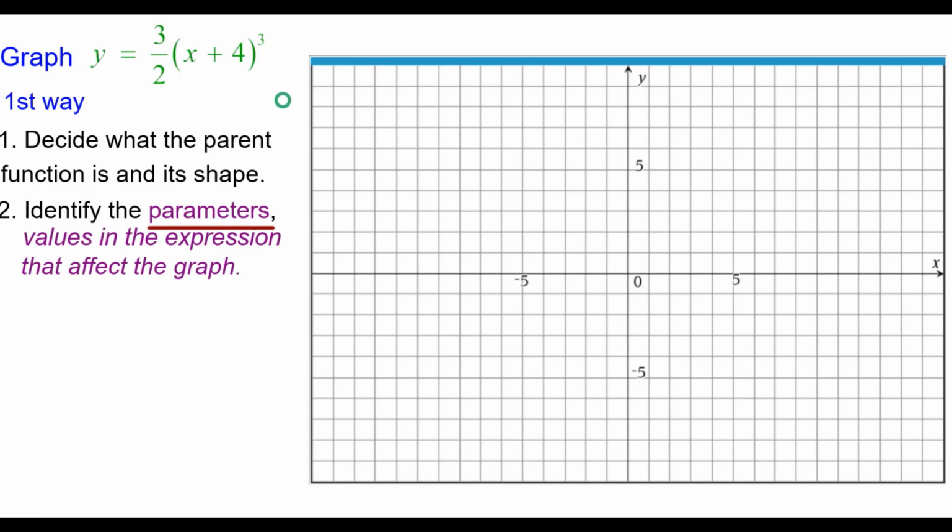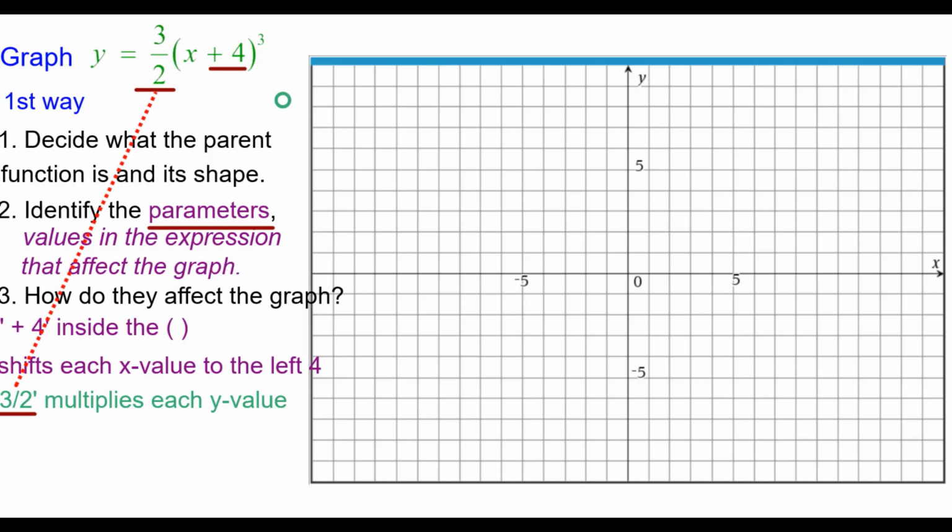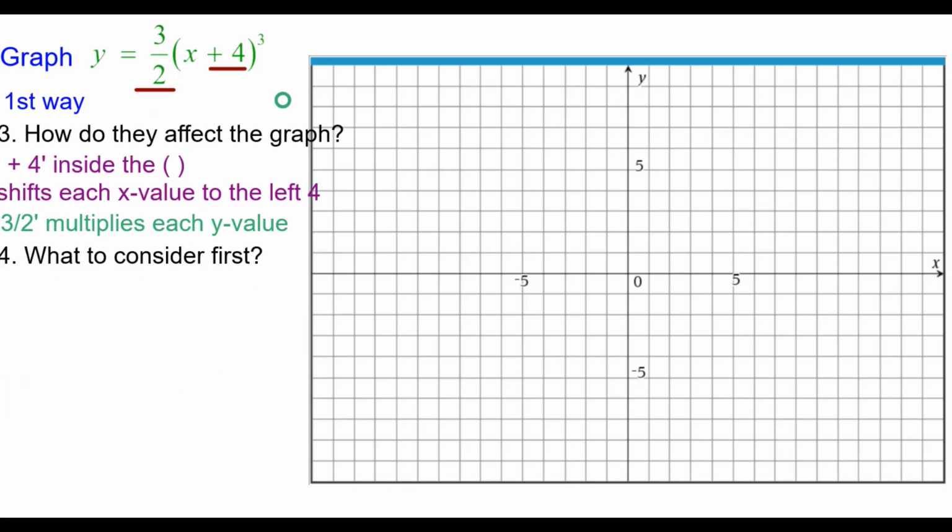Identify the parameters, which are values in the expression that affect the graph. There are 2 parameters for this function. How do they affect the graph? Well, the plus 4 is inside the parentheses or inside the function, and that shifts each x value to the left 4 units. The 3/2 multiplies each y value.